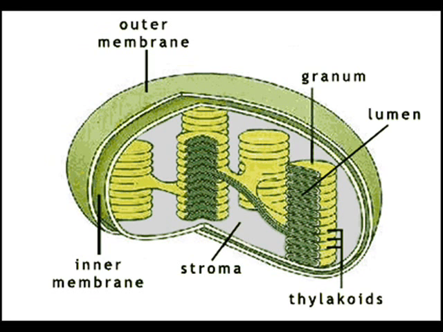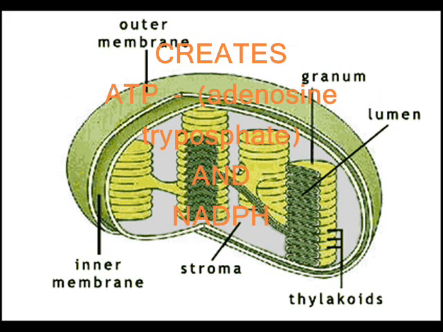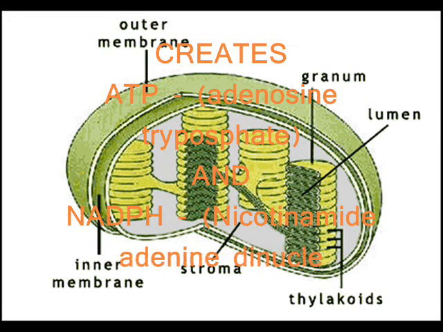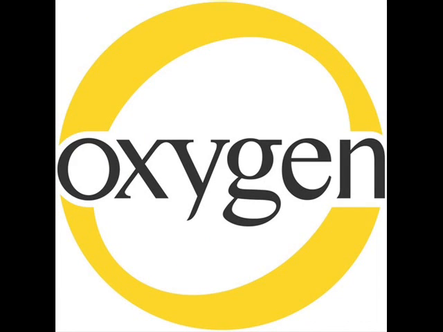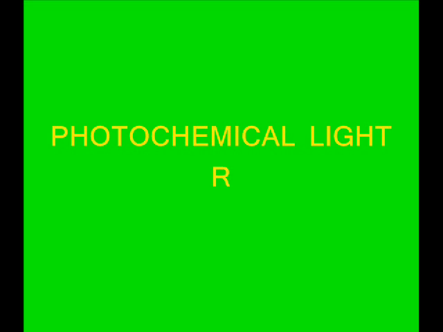It happens in the thylakoid membrane and it creates the ATP and NADPH that are required for the reactions of the next stage. It splits water molecules into hydrogen and oxygen. Oxygen is released as a waste product. These reactions are called photochemical light reactions because they require light to occur.